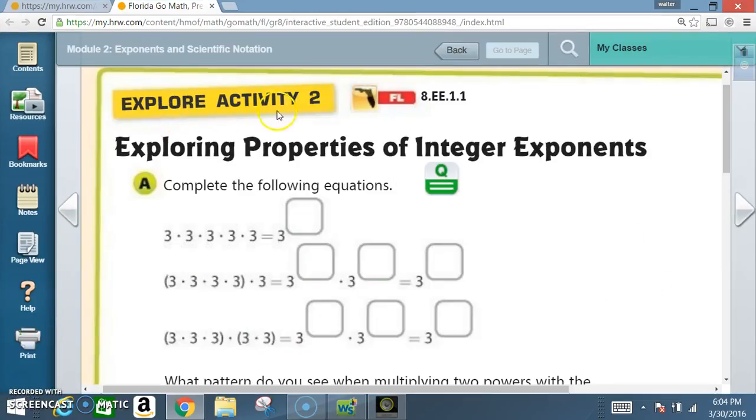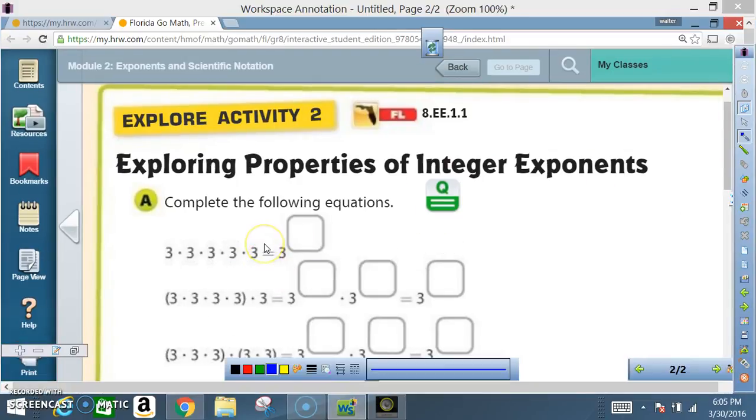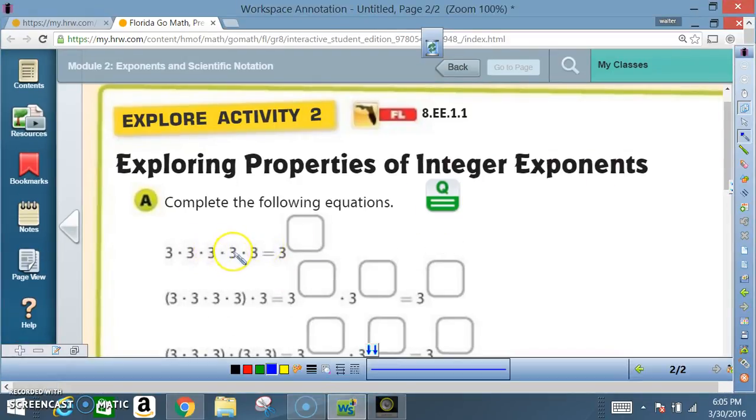Okay, let's take a look at Activity 2, exploring properties of integer exponents. A, complete the following equations. All right, we have 3 times 3 times 3 times 3 times 3. Well, what is that equal to? How many 3's do we see? 1, 2, 3, 4, 5. So 3 times 3 times 3 times 3 times 3 is equal to 3 to the 5th power.